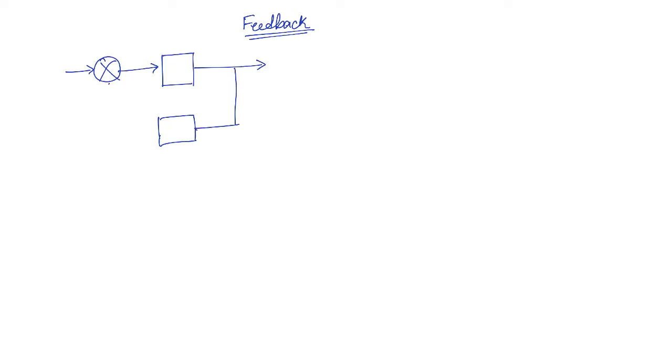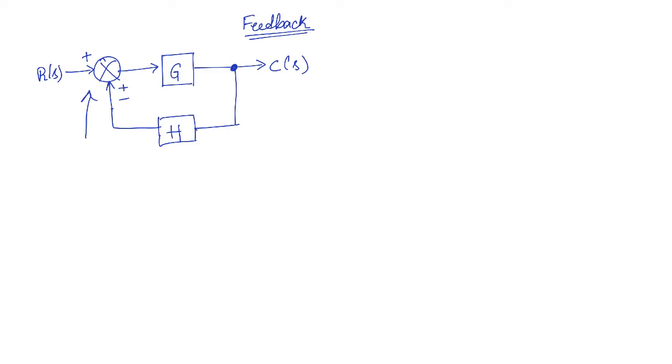Okay, so here you have the feedback. This is the input, let us say R of S, and this will be the output, let us say C of S. Okay, so this will be the forward path transfer function, this will be the feedback path transfer function. Now the feedback can be either positive or negative. Whatever it is, the output that is taken from this point is being fed back as a feedback signal after going through the feedback path transfer function.